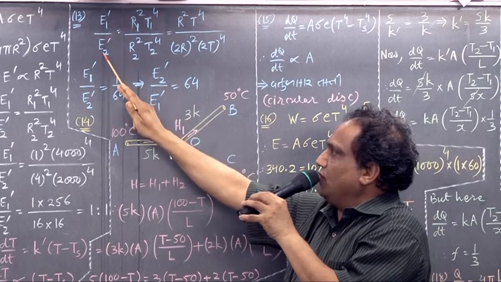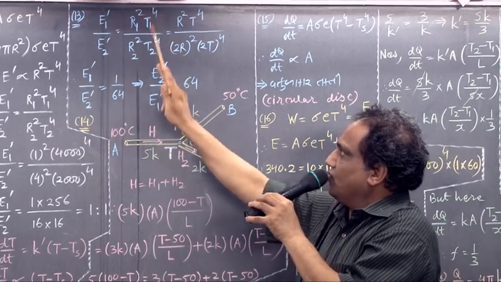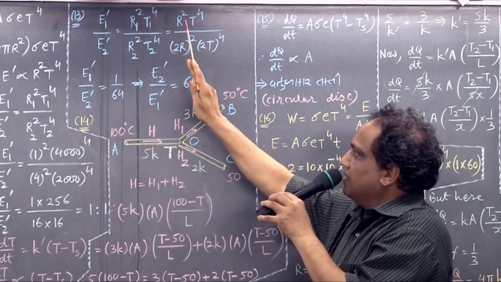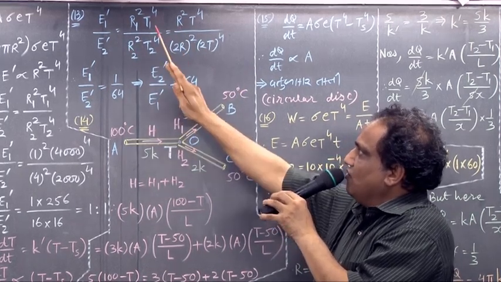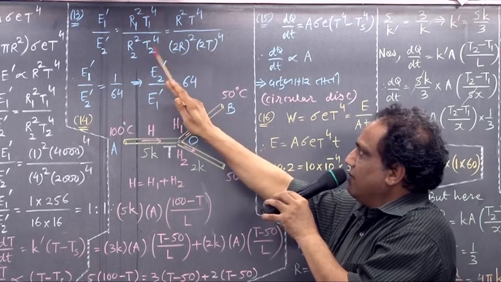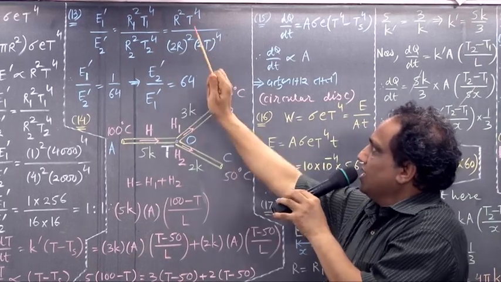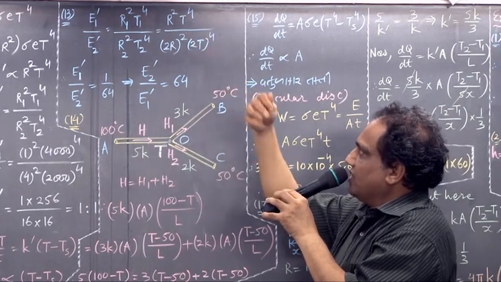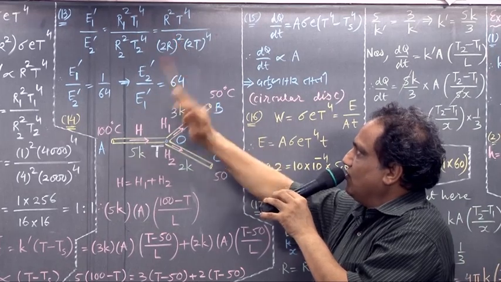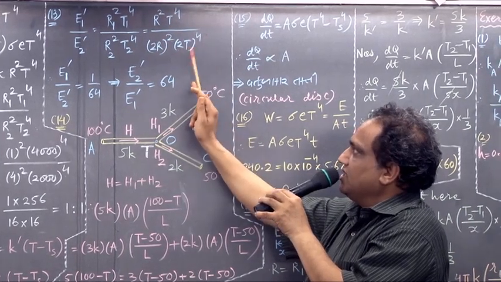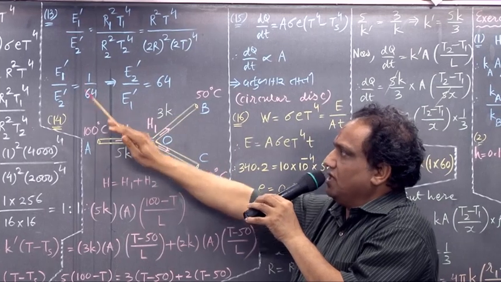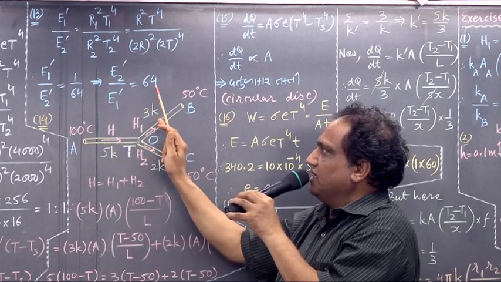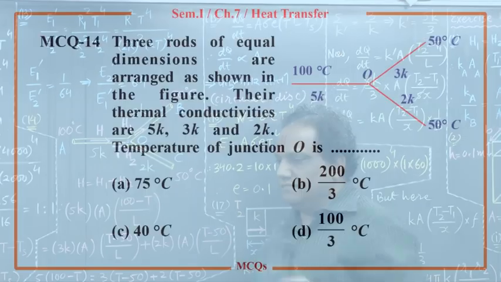Now E1 dash upon E2 dash equals R1 raised to 2, T1 raised to 4, upon R2 raised to 2, T2 raised to 4. First radius is given as R, second radius as 2R. First temperature T, second temperature 2T. Simplify now. R square will cancel, T raised to 4 cancels. 2 raised to 2 is 4, 2 raised to 4 is 16, 16 fours are 64. Now take reciprocal, because they want E2 dash upon E1 dash, it will be 64 upon 1, that is 64. Next.